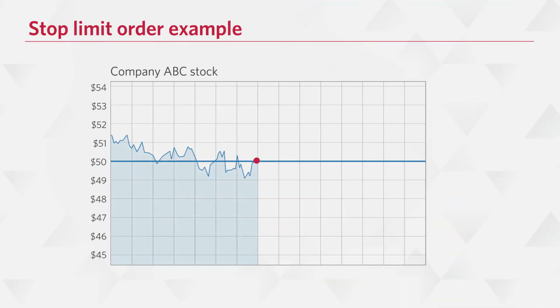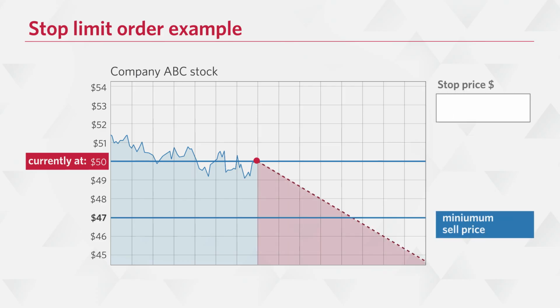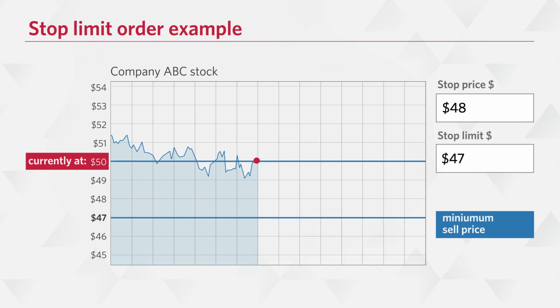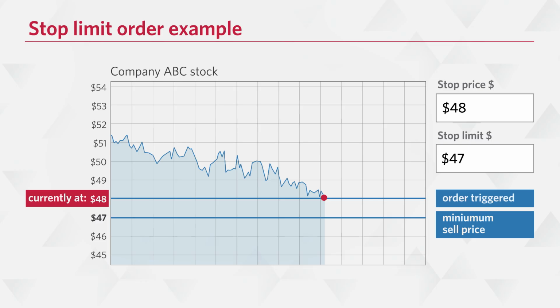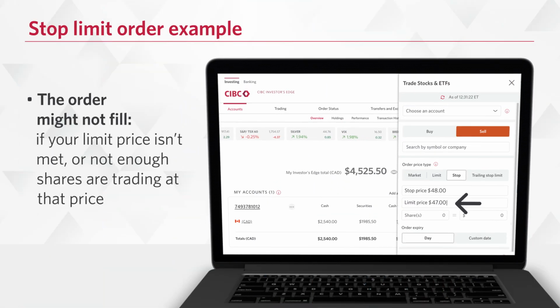Let's look at an example. Say you own a stock trading at $50. You expect the price to fall and want to sell it for no less than $47. You set a stop price at $48 and a limit price to sell at $47. If the stock drops to $48, your order is triggered. You've automated your exit, but still controlled your price. Keep in mind, the order might not fill at all if your limit price of $47 isn't met or not enough shares are trading at that price.